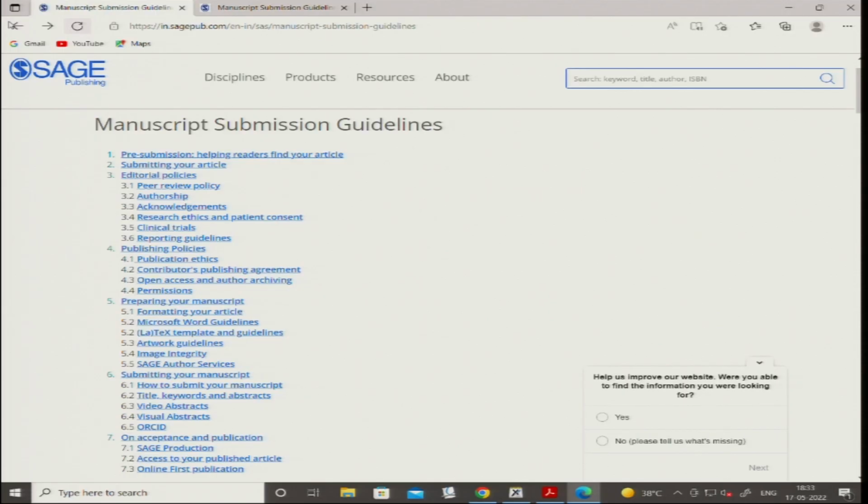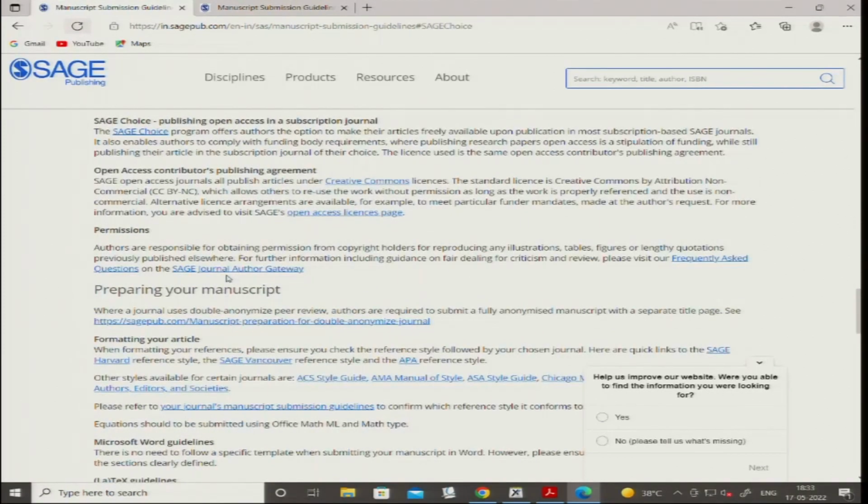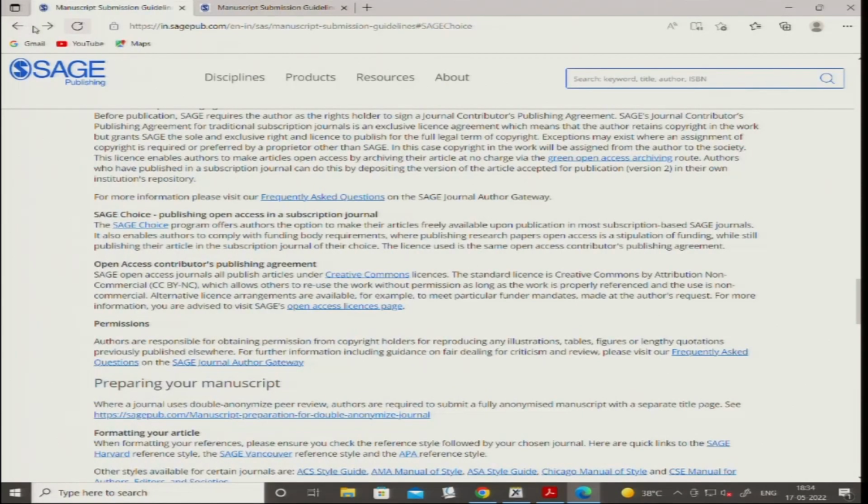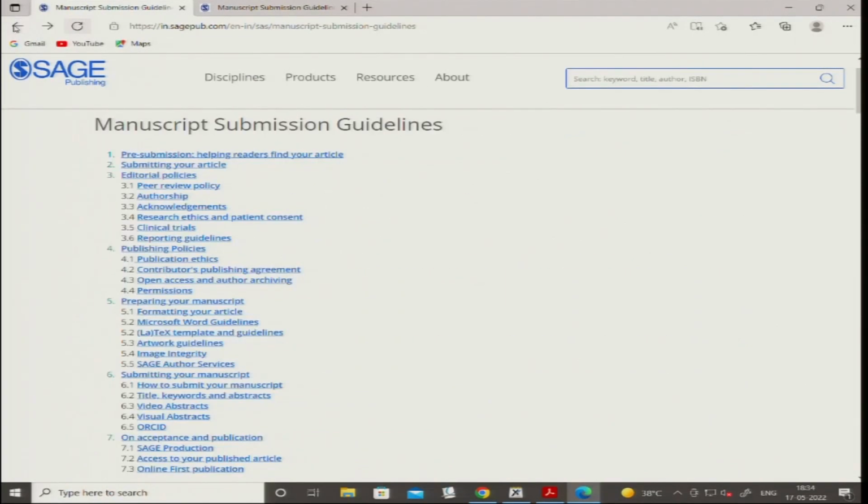And then you must understand the contributors publishing agreement. You must understand the open access and the author archiving, right? When you prepare your manuscript, you must understand how to format. Open access agreement is given here through the Creative Commons license, right? You must read the open license page also in order to have better clarity regarding the open access criteria, okay? So you can read this on the journal's page when you need. But these are the steps you must understand very well.